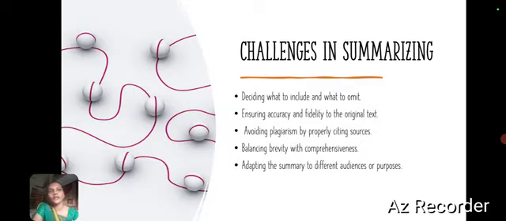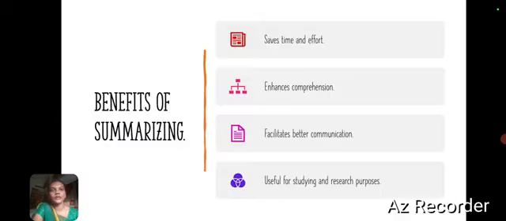So there may be some challenges in summarizing. There may be confusion about what to write and what to omit, and whether it is accurate to the original text. And plagiarism, we should avoid plagiarism at all cost while summarizing. We don't want to copy someone's work. And balancing brevity, we have to balance brevity with everything that is told in a paragraph. Adapting the summary to different audiences, your summarization should be understandable to everyone who reads the summary.